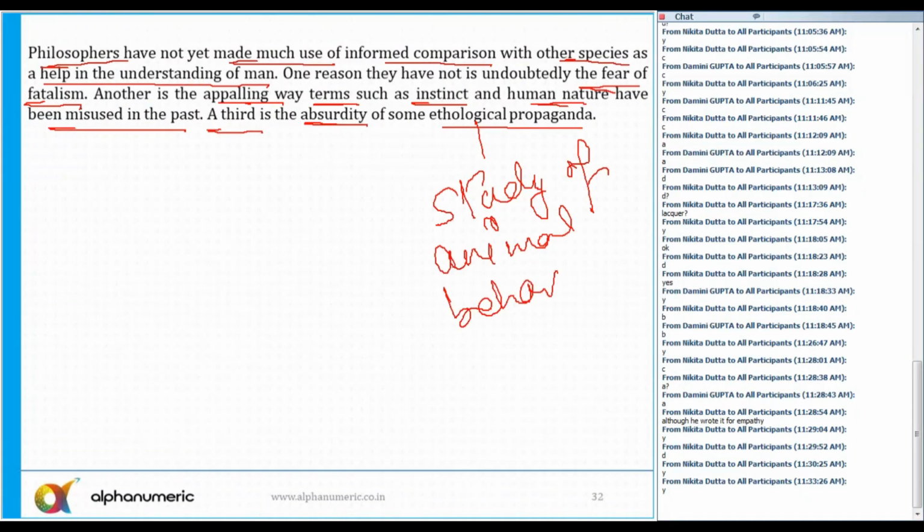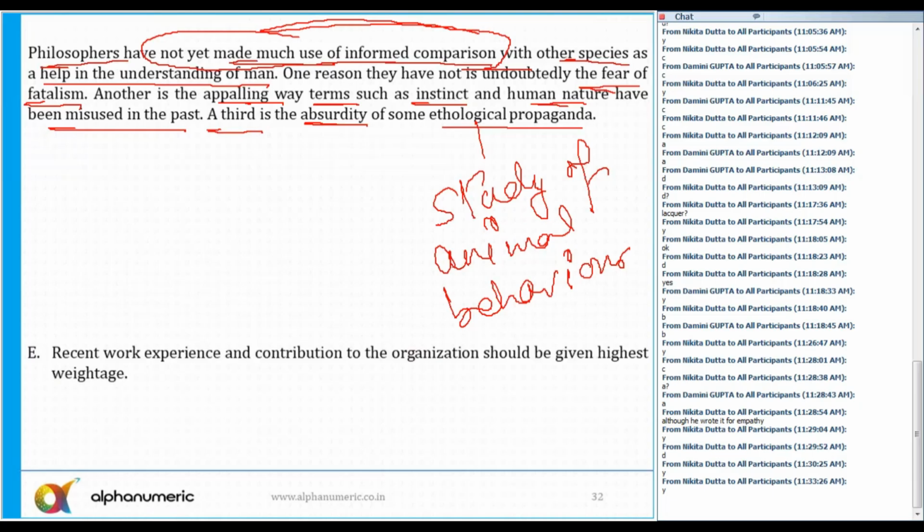In the last paragraph, the author is expressing his dissatisfaction about the studies. So he says that we have not made use of comparisons with other species. So our studies have not been very good. That is what he's trying to say.